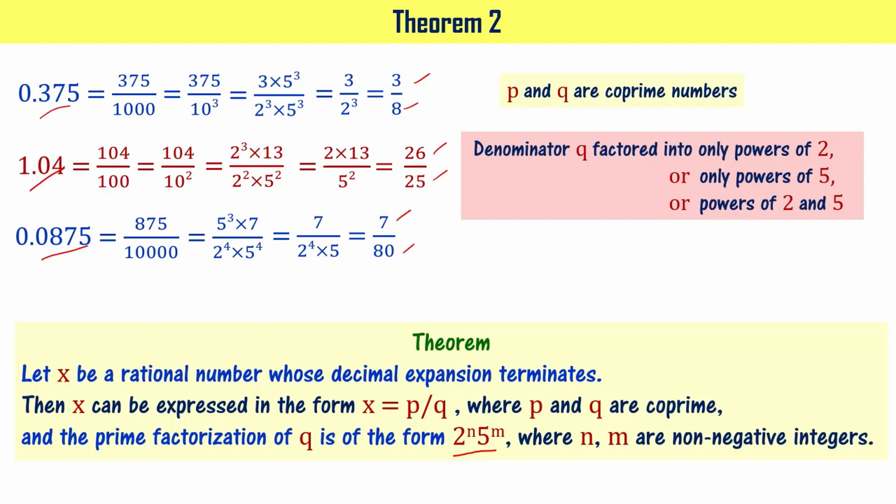This is the theorem. If x is a rational number whose decimal expansion terminates, then it can be expressed as a ratio of p and q, where p and q are co-primes, and the prime factorization of q is in the form of 2 power n 5 power m, where n and m are non-negative integers. This is called theorem 2 in this particular topic. The first theorem is the fundamental theorem of arithmetic.